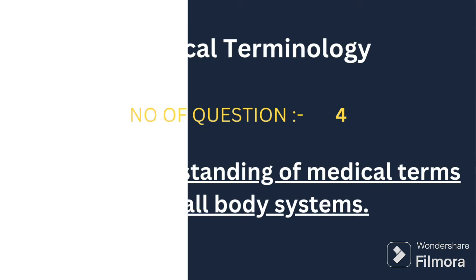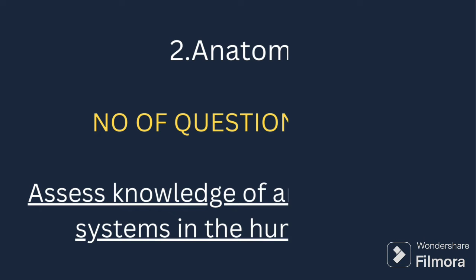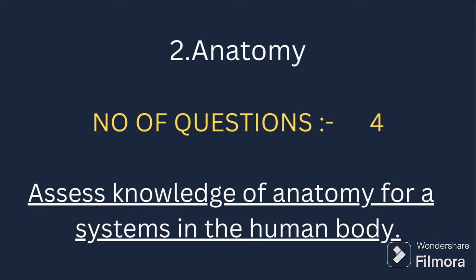So next comes the anatomy part. From the anatomy part, the number of questions asked is 4. For clearing these 4 questions, you should have a sound knowledge of anatomy for all the systems in the human body. It's not like you should study in depth. Basic things are required, so that you can clear 4 out of 4 in the anatomy part.